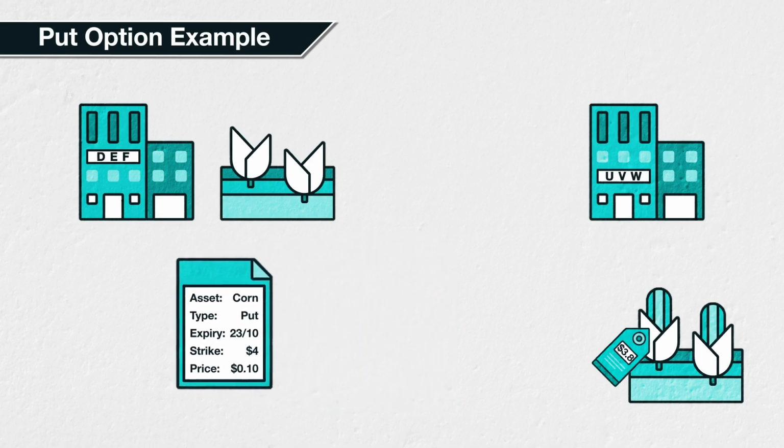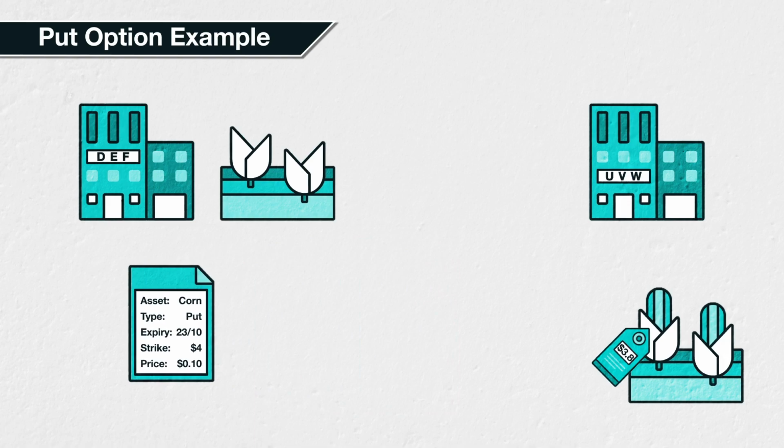Buying a put option is very similar to buying insurance. With insurance, you pay a premium to an insurance company in exchange for them covering your losses if the asset you're insuring is damaged or destroyed. Here, DEF has paid a premium to UVW as insurance against the price of corn decreasing below $4. To DEF, this is well worth the premium of 10 cents, as it guarantees that they will be able to sell their produce at a price that makes them a profit.